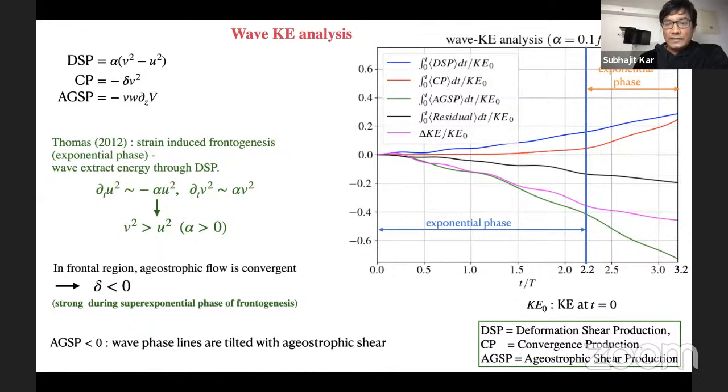And the ageostrophic shear production is always negative throughout the simulations. This is happening because your wave phase line is tilted with the ageostrophic shear. This ageostrophic shear is dV/dz.